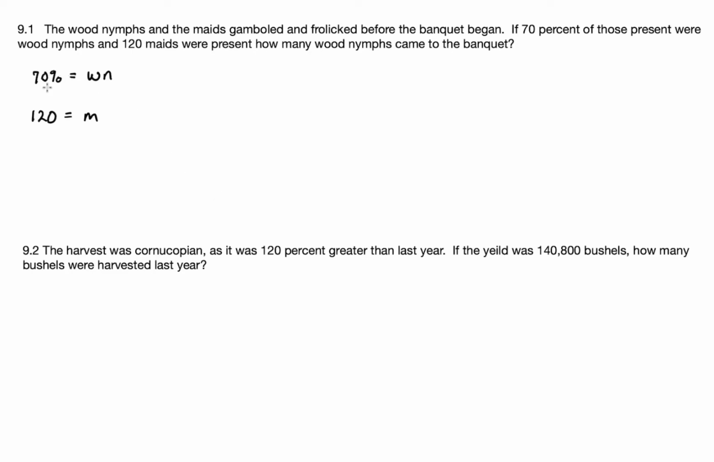Well, if 70% of the people present were wood nymphs, and you only had wood nymphs and maids, and 120 were maids, then that tells me that the 120 equals the other 30%, because 70 and 30 equals 100, and percent means out of 100, right? So 120 has to equal 30%. So we can write that as 30 over 100 equals 120 out of, we don't know how many. That's what the question is asking.